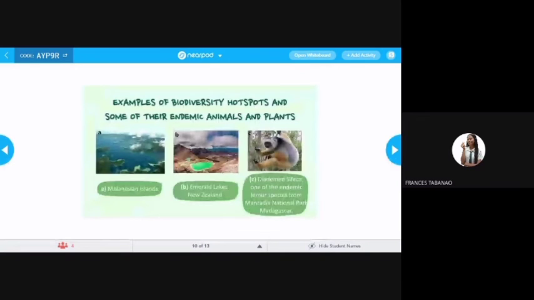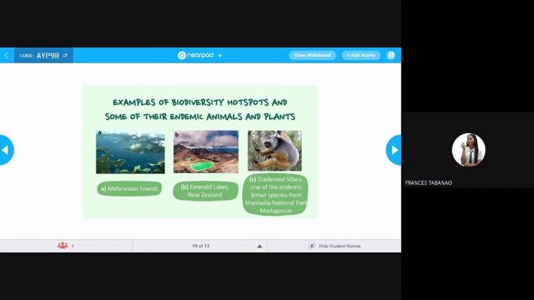We are now on the examples of biodiversity hotspots and some of their endemic animals and plants. For letter A, it is the Melanesian Islands, also known as the Solomon's Vanuatu Bismarck Moist Forests. Biogeographically, the Melanesian Islands are part of the Australasian realm. It is notable for its unique flora and fauna and species richness.